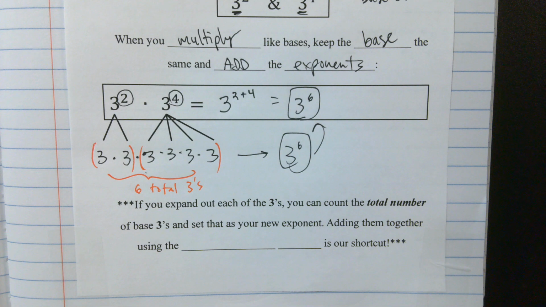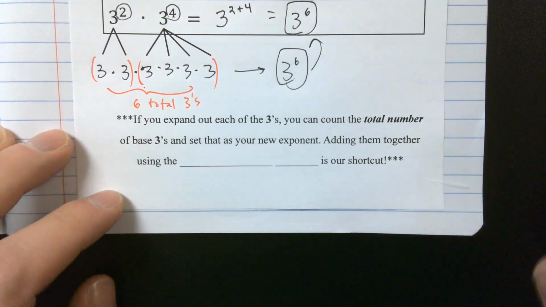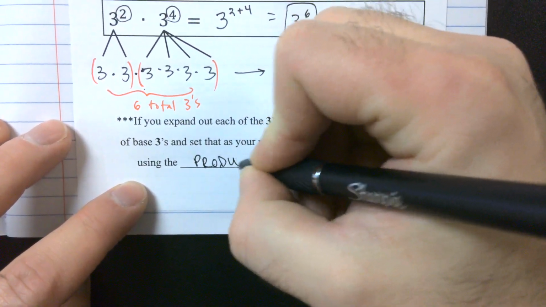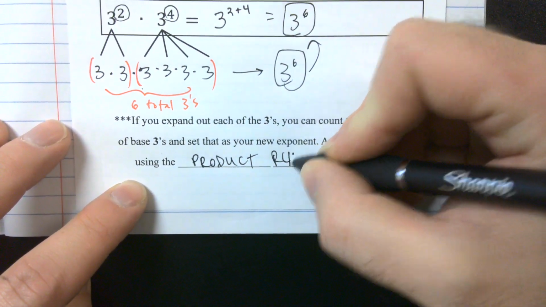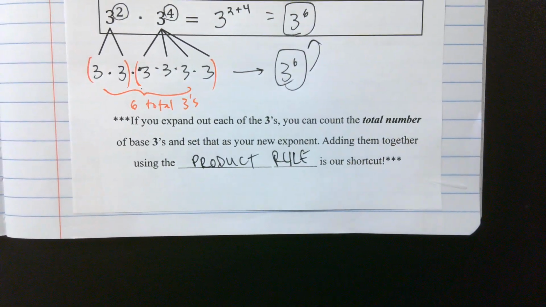Well, if I take my first exponent and add it to my second exponent, what's my total now? 47. Look at how easy that was. We didn't have to write anything out. We just added the exponents together. Okay? So if we expand it out, you could count the total number of 3s and set that as your new exponent. But adding them together using the product rule is our shortcut, and a lot easier of a shortcut at that.